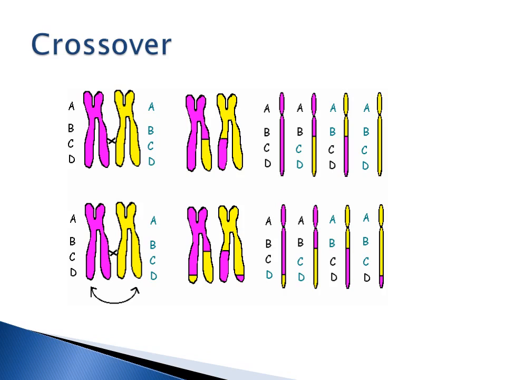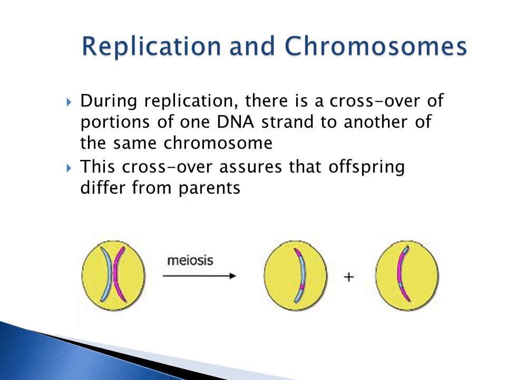So here is a schematic of crossover where you have your chromosomes and one region of one chromosome is going to cross over and swap with the other region of the other chromosome. And so you get a shuffling of the genes. So during replication, that's when crossover occurs. And crossover is very important because it assures that the offspring differs from the parents.